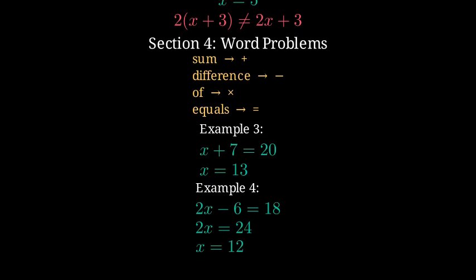Example 4. Twice a number decreased by 6 is 18. Let x be the number. 2x minus 6 equals 18. Add 6 and divide, and x equals 12.